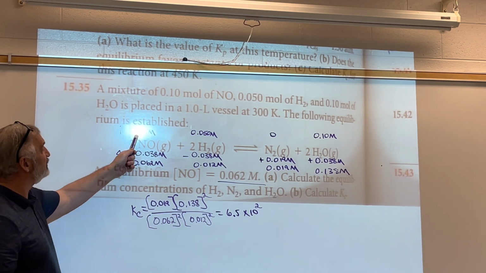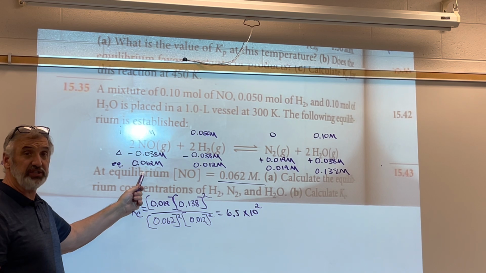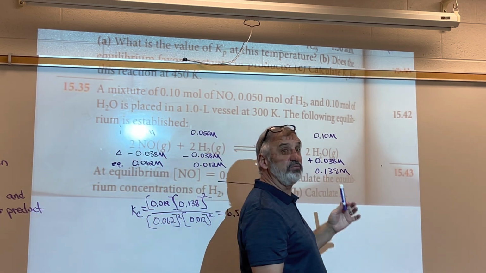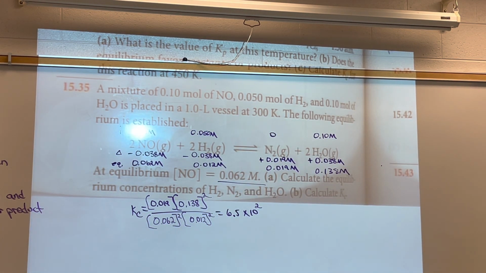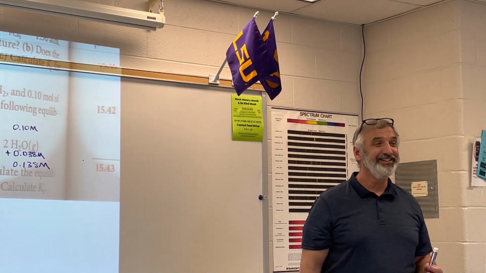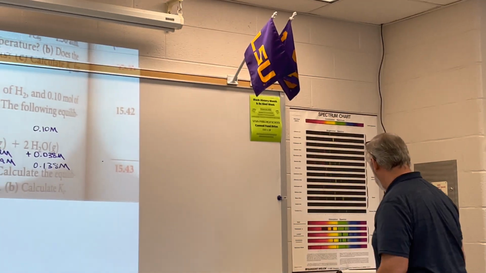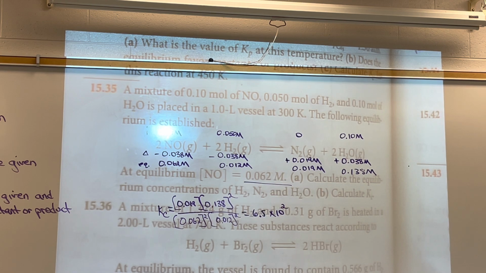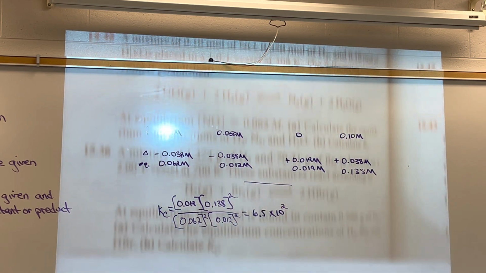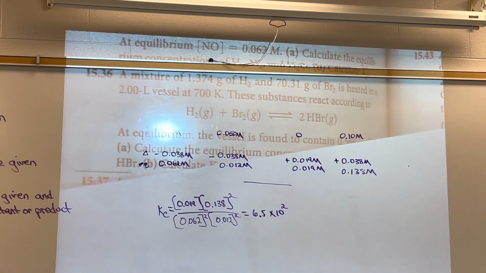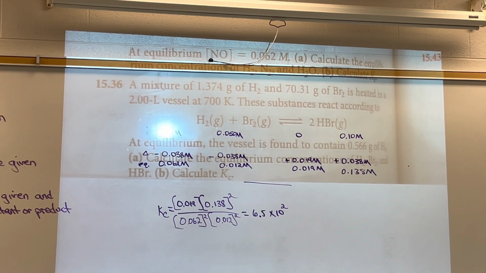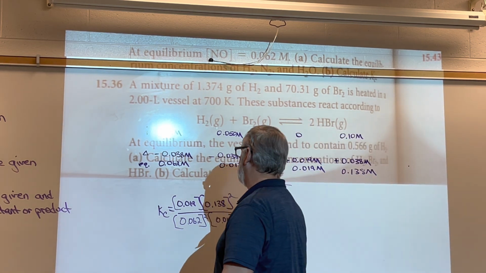When you're given an initial concentration and then an equilibrium concentration, you use your ICE tables to figure out what the change was, and then know stoichiometrically the change has to follow whatever the coefficients are from your balanced equation. Okay? So, let's see you practice one. Number 36 just makes it a little bit more challenging in that it gives it to you in grams rather than molarity. So what does that mean you have to do? You have to convert to molarity first, and it's 2 liters, not 1 liter.